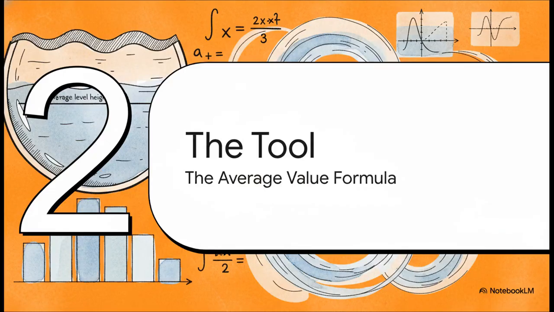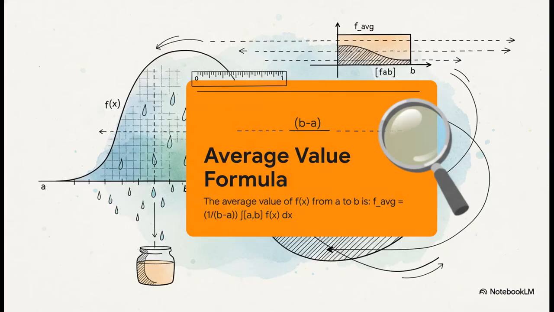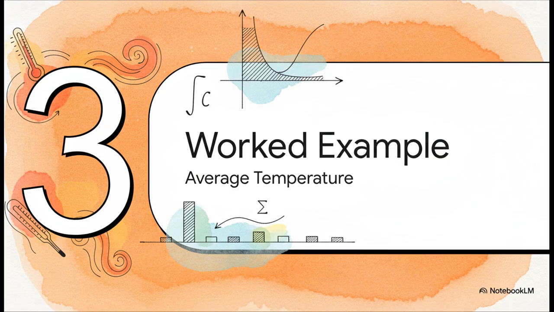All right, so with that water tank picture in our heads, let's look at the actual mathematical tool we use to find that level height. And here it is. This is the formula that does all that leveling work for us. I know, it might look a little intense, but let's connect it right back to our water tank. See that long S symbol? That's the integral. That's the part that calculates the total volume of water, the entire area under the curve. And the b minus a on the bottom, that's just the width of our tank. So all we're doing is taking the total volume and dividing it by the width to find that one single level height. That's our average value. It's that simple.